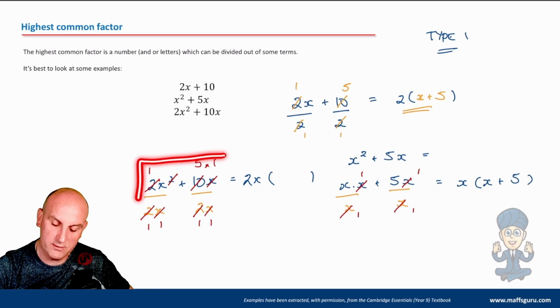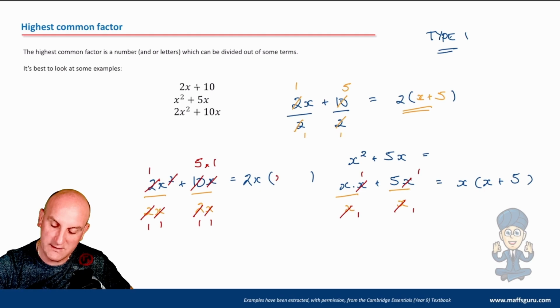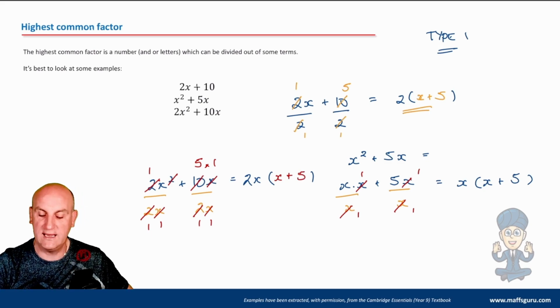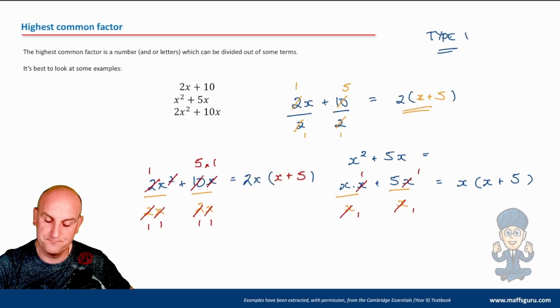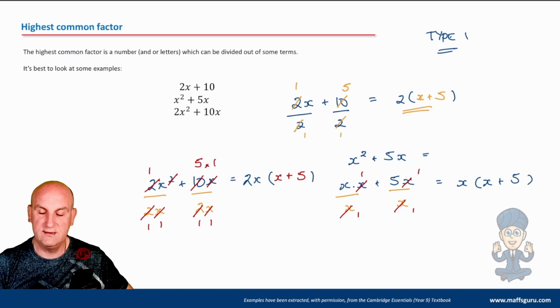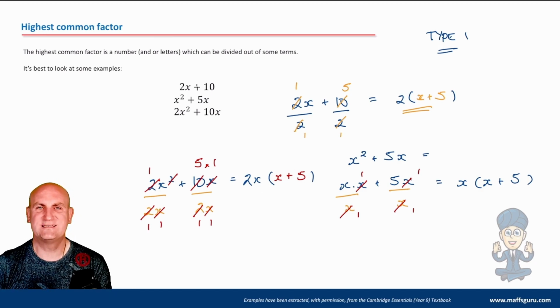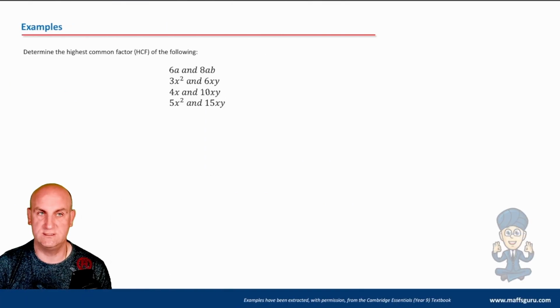What I've got left on the top, well, I've got 1 times x on the top, which suggests therefore that that should be an x in there, plus what I've got on the top here, 5 times 1, which is 5. And then let us just check that what I've got actually works. 2x times x does give me 2x squared. 2x times plus 5 does in fact give me 10x. The world goes crazy, and these are what I call type 1 questions.